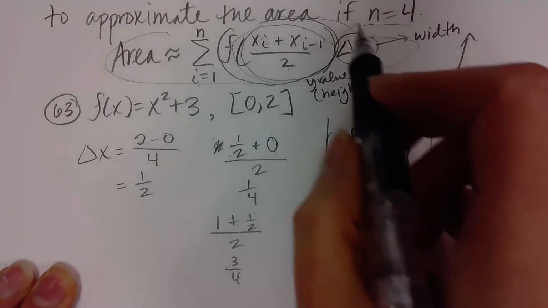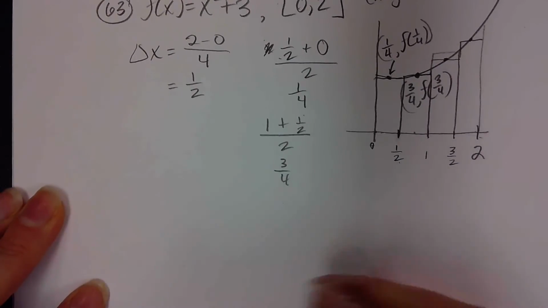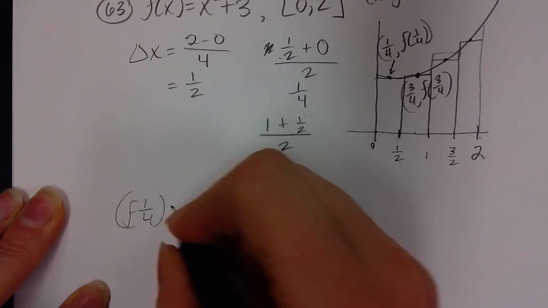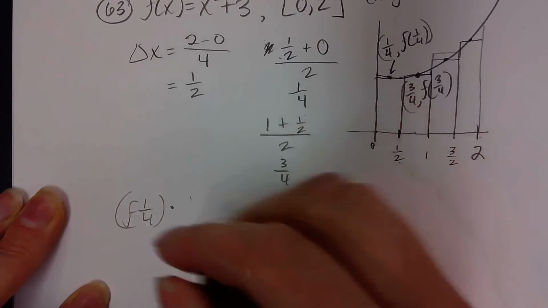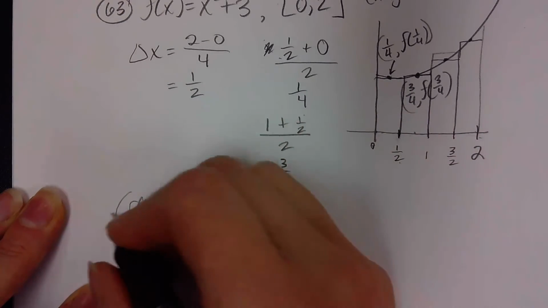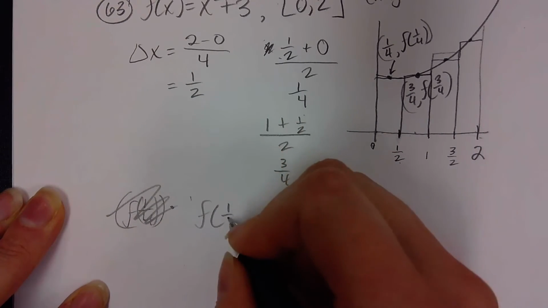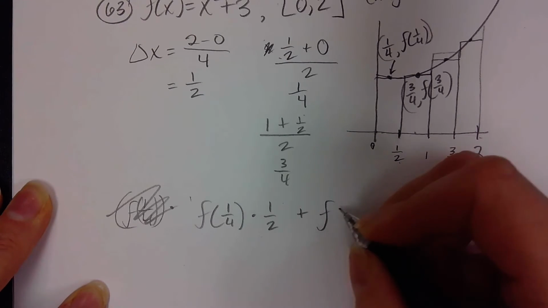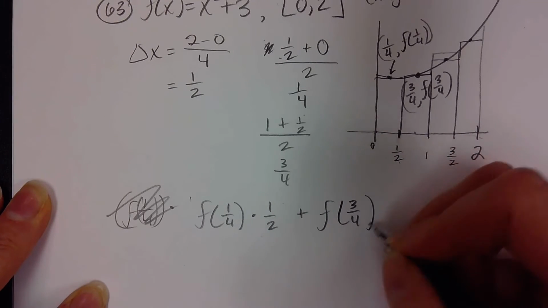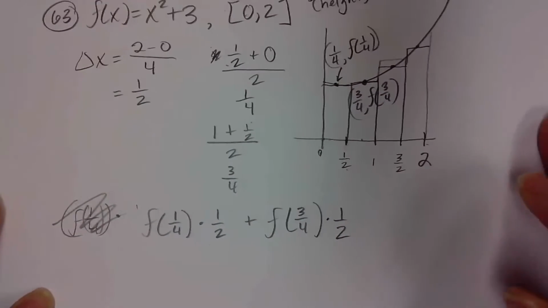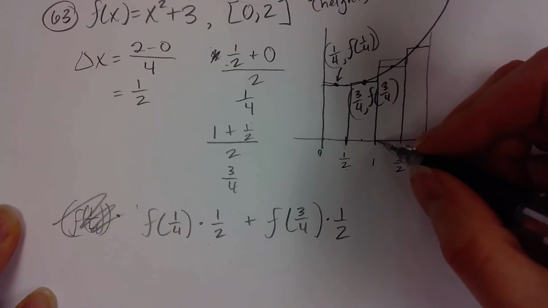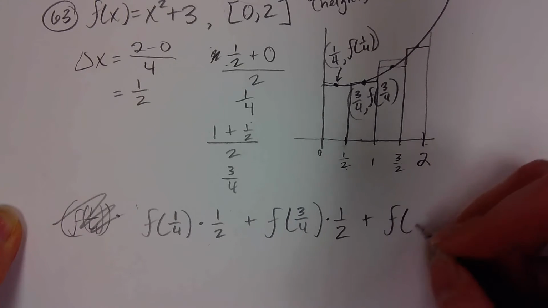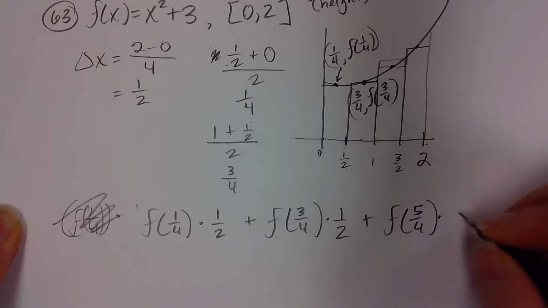So if you used this formula, we'd be doing f of 1/4 times 1/2. And I need to have parentheses here. I don't really like the way I wrote this. Let's rewrite this. I'd have f of 1/4 times 1/2 plus f of 3/4 times 1/2. What would be the next one? Halfway between 1 and 1.5 would be 1 1/4 or 5/4. We'd have f of 5/4 times 1/2.